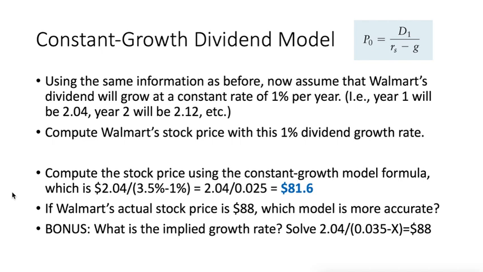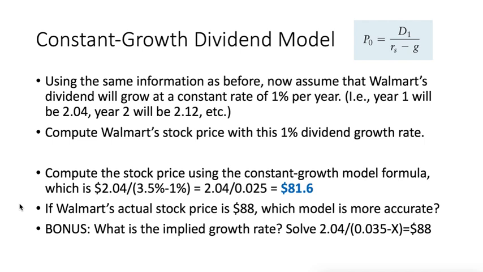We can use the formula for the constant growth model, which again is relatively simple. You see it right here. All we need is the dividend in the first period, the discount rate, and the growth rate. We have all of those, so we just plug them into the formula. D1, the dividend paid during year 1, is 2.04, divided by the discount rate, 3.5%, minus the growth rate, 1%. So 2.04 divided by 0.025 gives us $81.60.